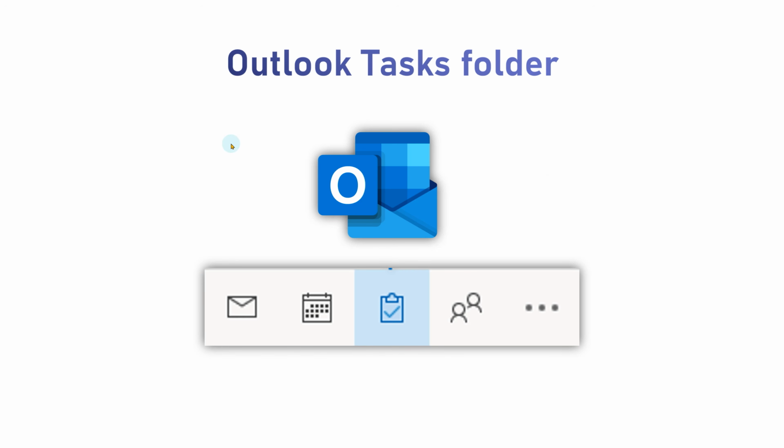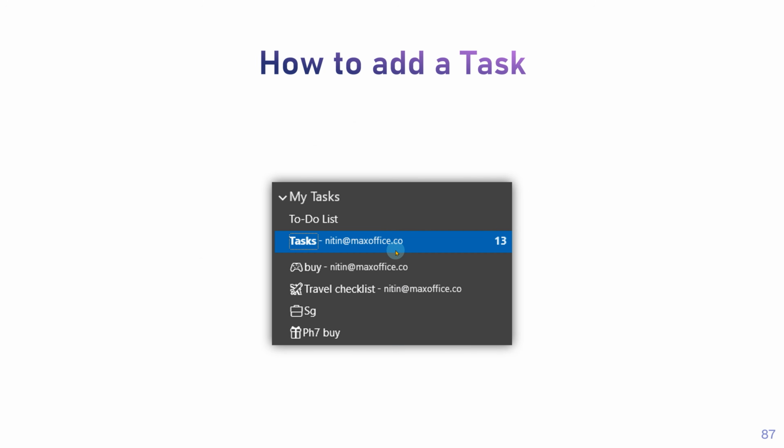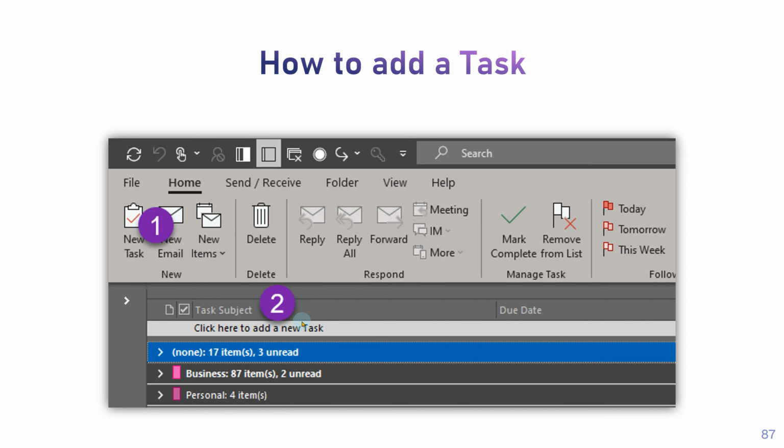So the best place for your list is the Outlook task folder. This should have all the pending work, personal, professional, doesn't matter. So go to the task folder, add a task there. Just type the task and deadline. That's it.